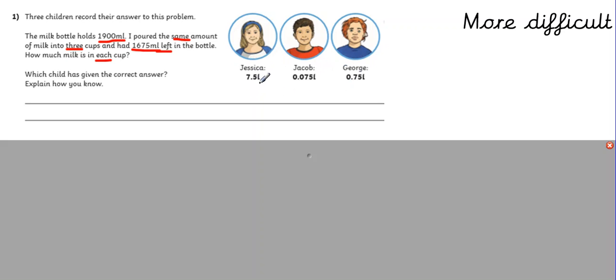So if we have a look, their answers are all in litres. So I might need to convert my answer from milliliters to litres. Okay, so remember, from milliliters to litres, you're going to divide by 1,000. Pause the video now and have a go.